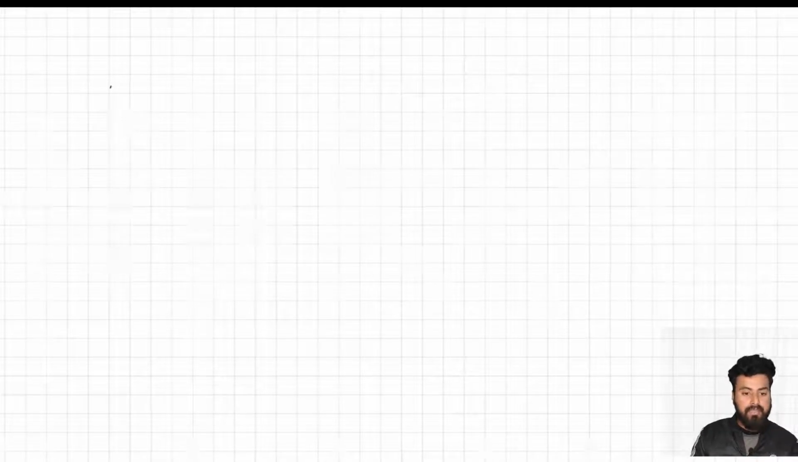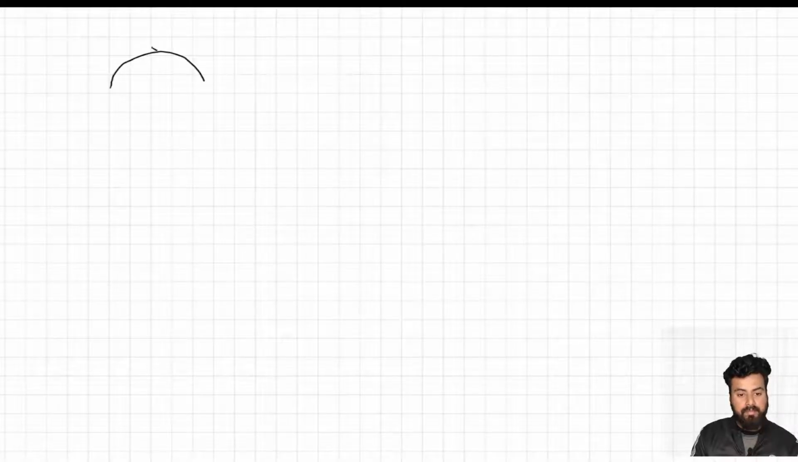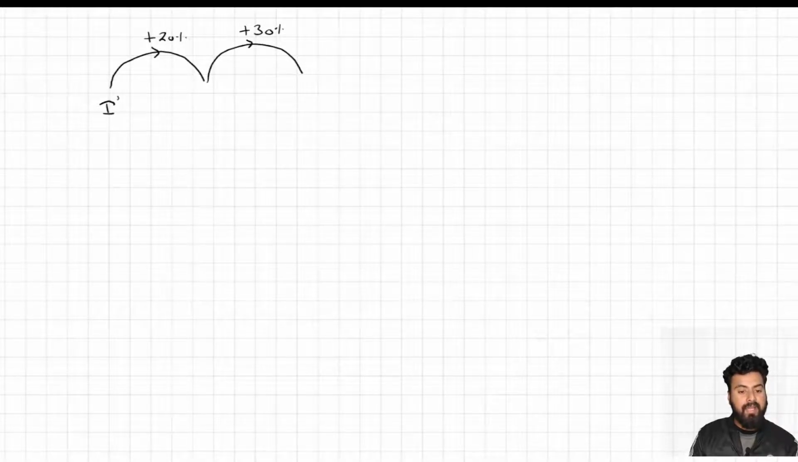A number is first increased by 20%, followed by an increase of 30%, right? This time, let's assume the value of the number as a variable. Let's call that variable I. So I represents the initial value of the number. And after the two successive changes, let's say the value of the number gets changed to F. F represents the final value of the number.